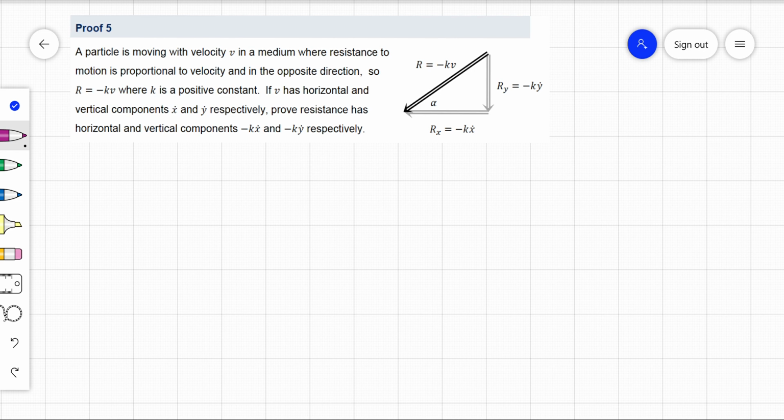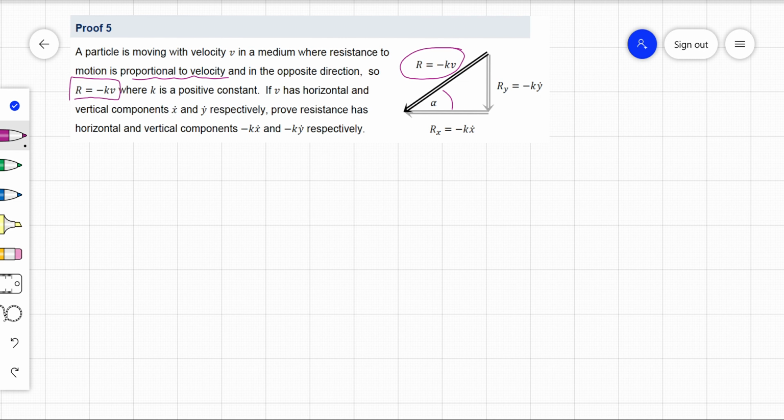So R equals minus kV. So the resistance here is proportional to the velocity. So if we think about using trig, and we've kind of done it in here, so pay attention to this to start with. So here's our resistance, which is proportional to velocity. So we've got a negative k there, and we're just going to make the angle that it's on alpha. We're not given that, but let's make it alpha.